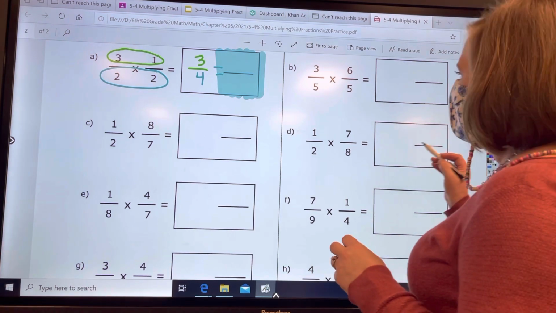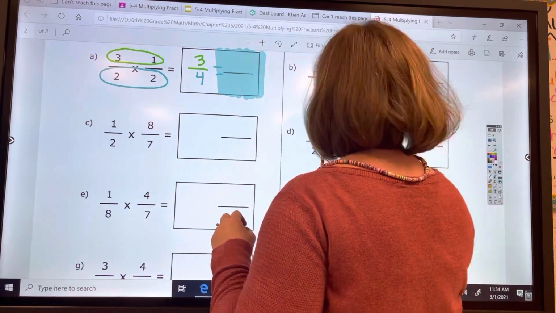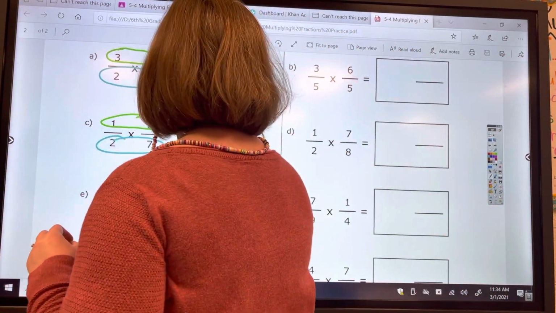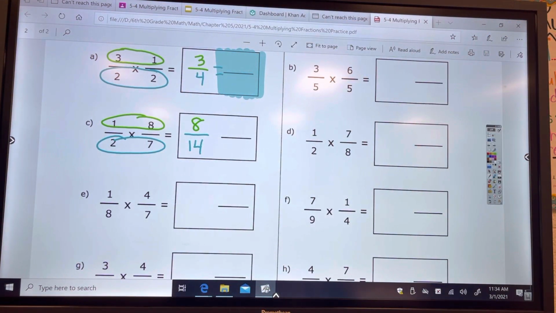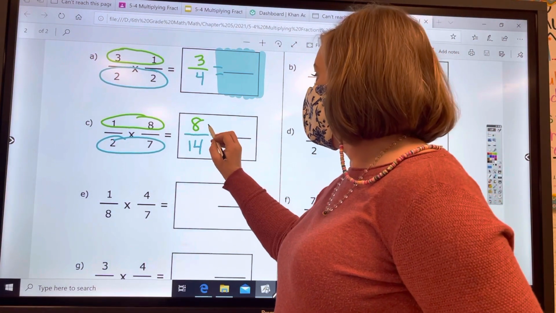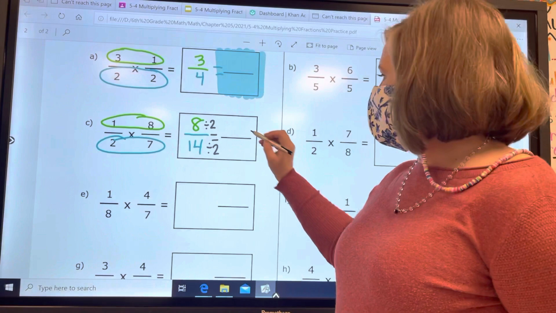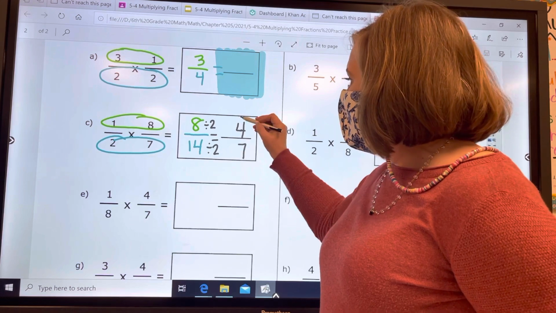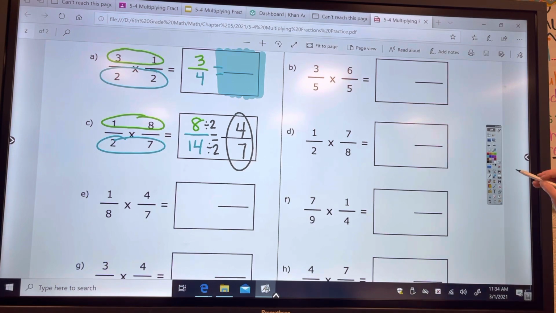All right, for C, if we multiply 1 times 8, what do we get? 8. Then we multiply the bottom. 2 times 7 is 14. Now, what can I divide 8 and 14 by? 2. So 8 divided by 2 is 4. 14 divided by 2 is 7. Can we go any simpler than 4/7? No. All right, let's look at E.